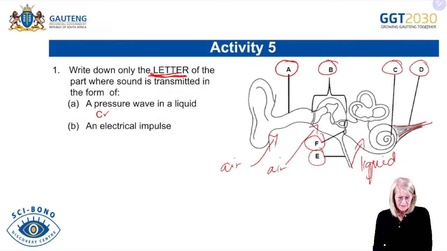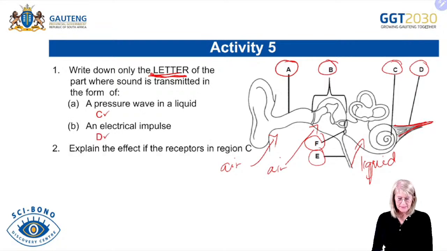All right. And the next question is where the sound is transmitted in the form of an electrical impulse. So again, it's going to be in the inner ear, and there we said this was the nerve, so therefore it must be D that is going to transmit the impulse.